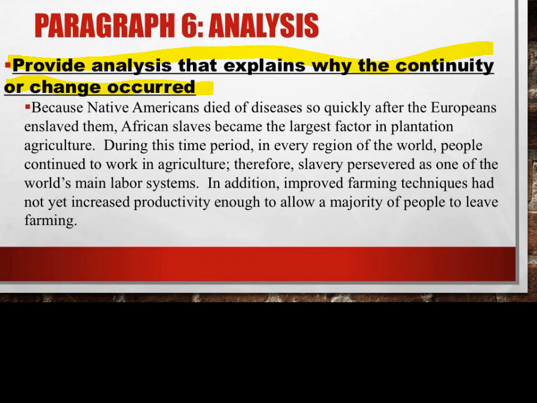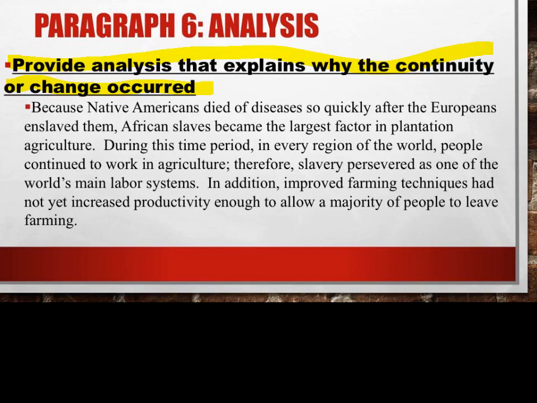So, here's the analysis for my 4 answers. Because Native Americans died of diseases so quickly after the Europeans enslaved them, African slaves became the largest factor in plantation agriculture. Boom. Slavery and the expansion of slavery in the New World. There it is. That's why. Because so many Native Americans died of diseases, they had to choose Africans to work in their plantations.